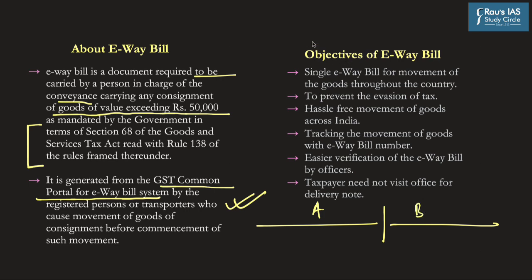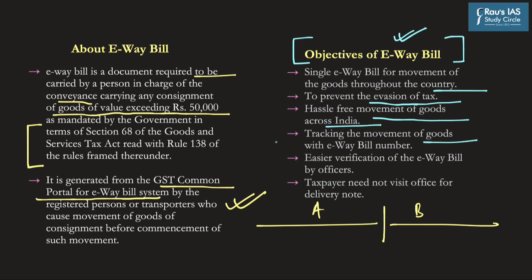Now regarding the objectives of e-way bill, it helps in movement of the goods throughout the territory of India. Further, it also helps to prevent evasion of tax, as reporting of travel of these consignment of goods exceeding rupees 50,000 value has to be registered online, as only after registration an e-way bill is generated. Further, it provides for a hassle-free movement of goods across India.